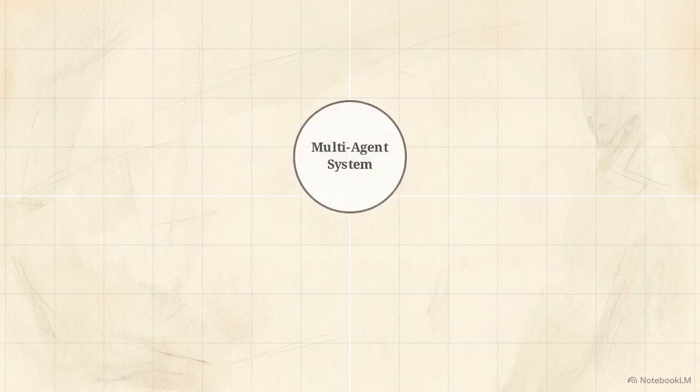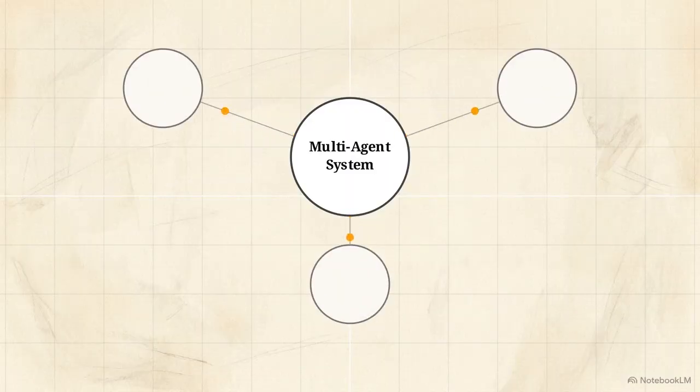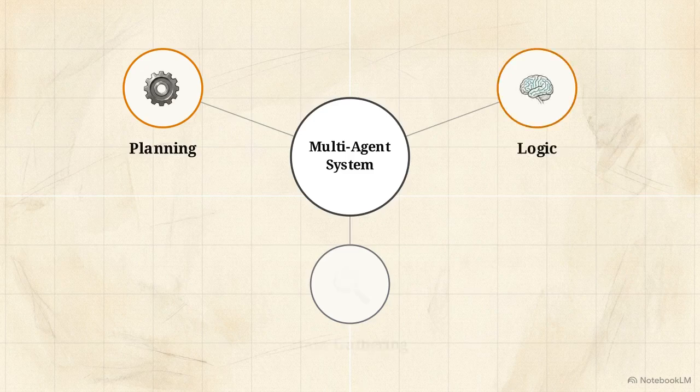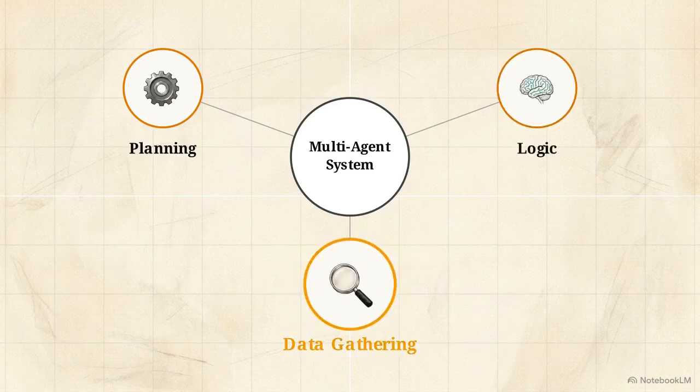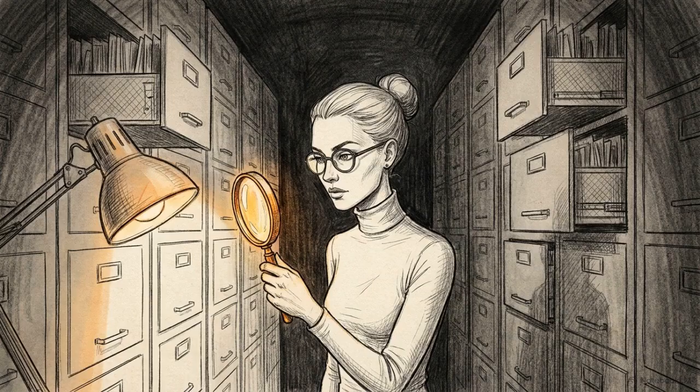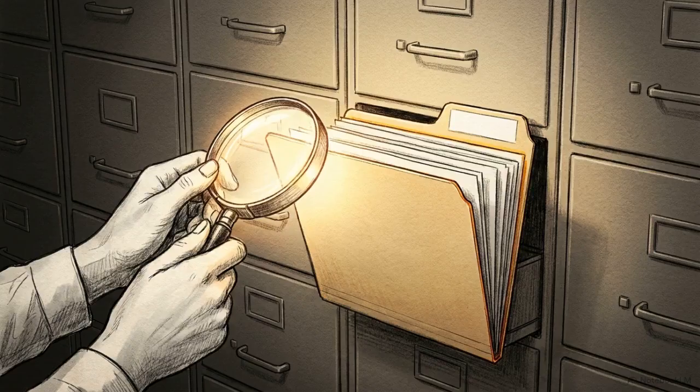Modern AI architecture solves this by using a multi-agent system, a group of specialized digital workers collaborating on a single task. In this setup, different agents handle planning, logic, and data gathering. The linchpin of this team is the retriever agent. Think of it as a dedicated research analyst who works alongside the thinkers. While the rest of the system handles the logic, the retriever focuses entirely on finding the evidence.